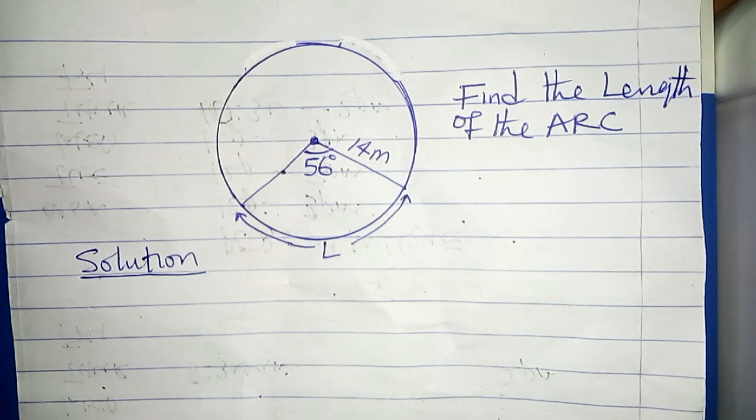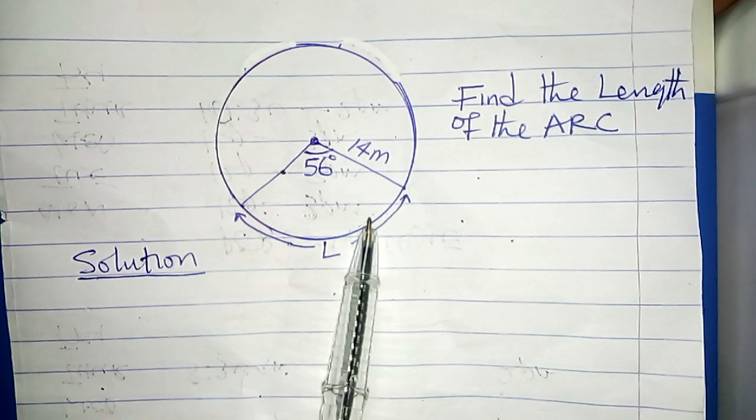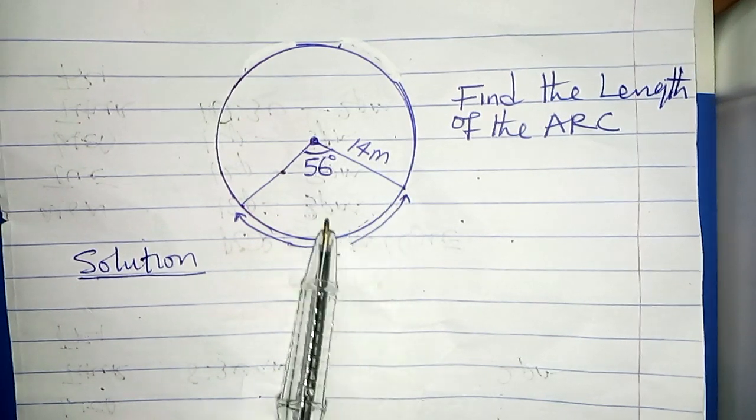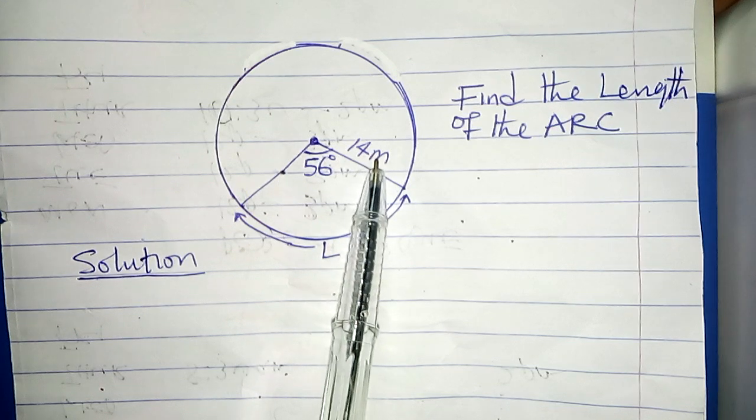Yes, we have a problem right now for us to peruse. We are asked to find the length of the arc. Now, this is the arc. This is the subtended angle. And this is the radius.